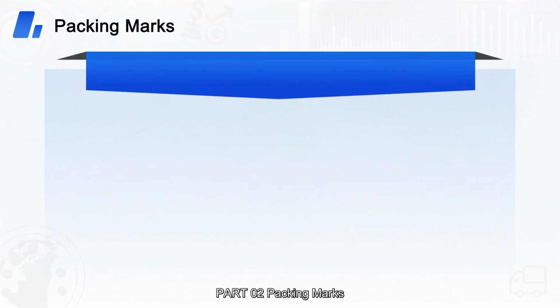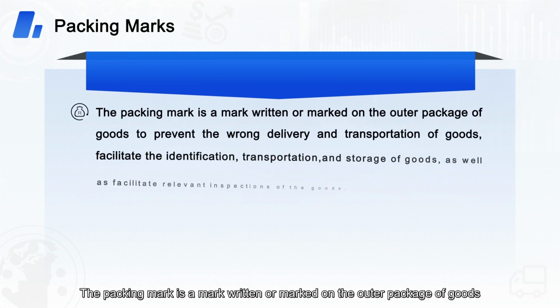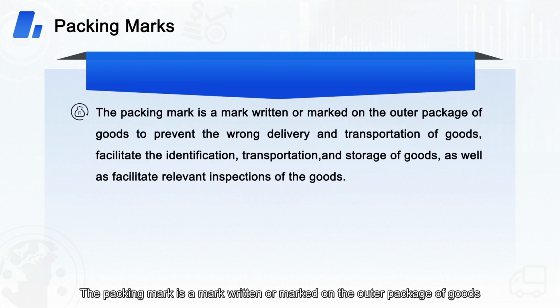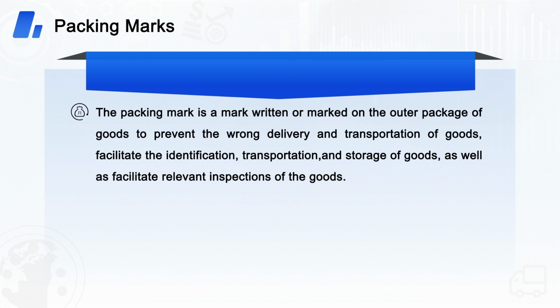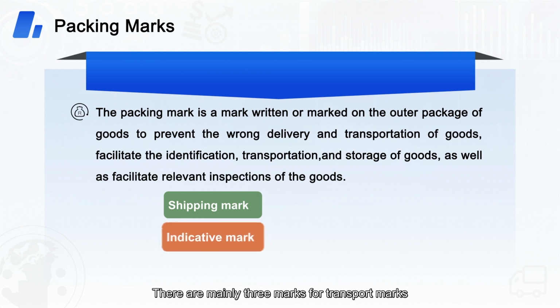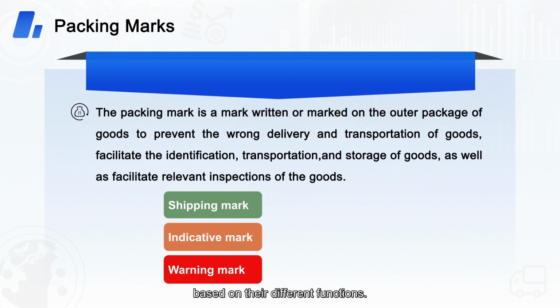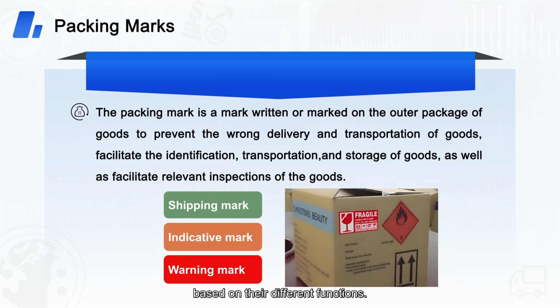Part 2. Packing marks. The packing mark is a mark written or marked on the outer package of goods to prevent the wrong delivery and transportation of goods, facilitate the identification, transportation, and storage of goods, as well as facilitate relevant inspections of the goods. There are mainly three marks for transport marks based on their different functions.